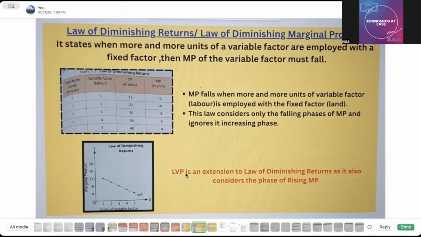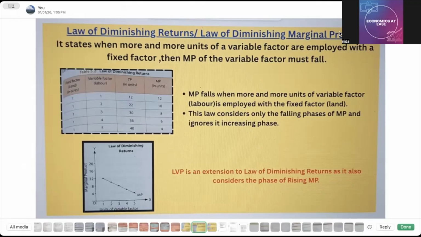In the law of variable proportion, we can see the rising MP, but here only diminishing, meaning deteriorating or decreasing, marginal product. We have to focus only on MP, right? That's why it is known as the law of diminishing returns, or the law of diminishing marginal product.